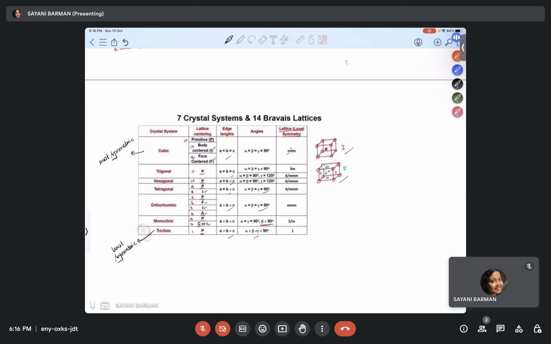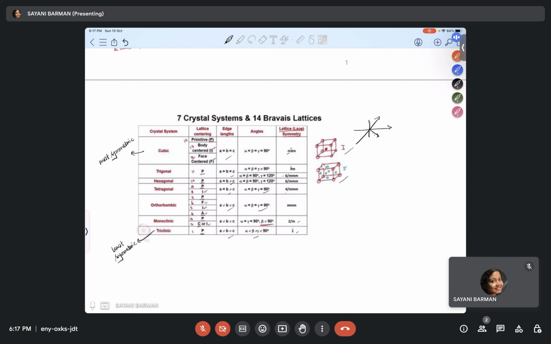3 is for threefold rotation. Then 3 bar is for threefold rotation, and also there is one inversion center present. Now 6 is sixfold rotation, and m's are mirror planes. Now 6/m, or in the next one 4/m, means there is one sixfold rotation or fourfold rotation, and mirror planes that are perpendicular to this main principal axis. Similar for 2/m.